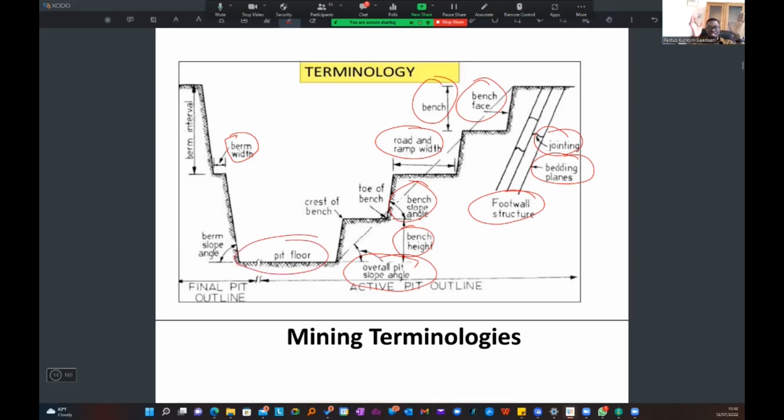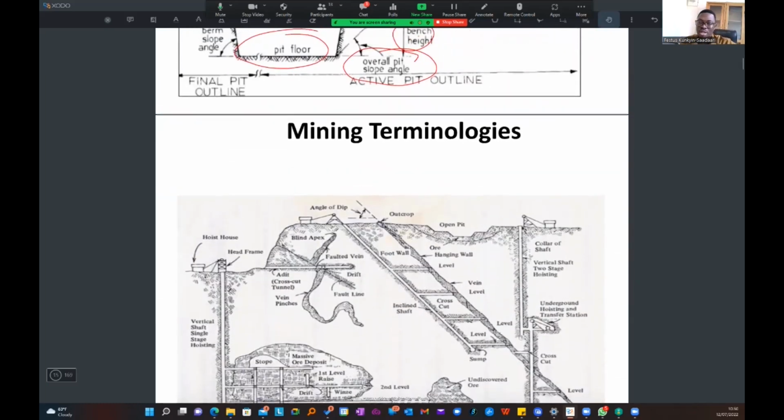So if you work in a surface mine, these are the terms you will come across. You would hear them most of the time. And I'm saying that we are not defining them here because as we go below, they are there.